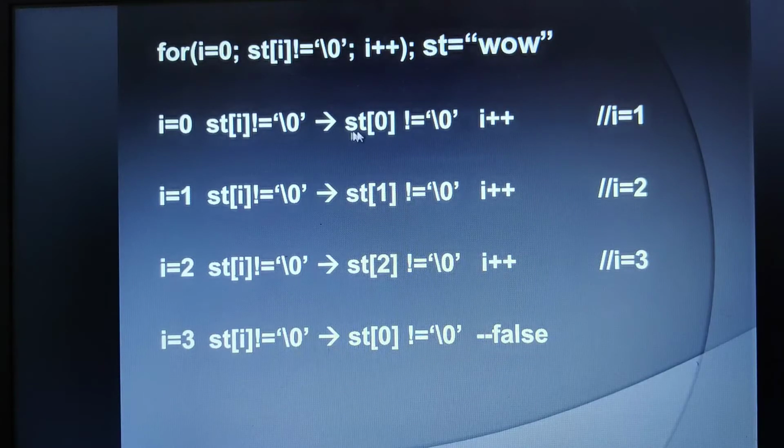See, this is a subscript, that means I am referring to the value, not the position. Now here i equal to 0 refers to the position, whereas st of 0, when I refer to this, we are actually referring to the character here. So st of 0 is not equal to null means I am checking whether st of w is not equal to the null character. Yes, it's not equal to null. So therefore i gets incremented. This condition is true.